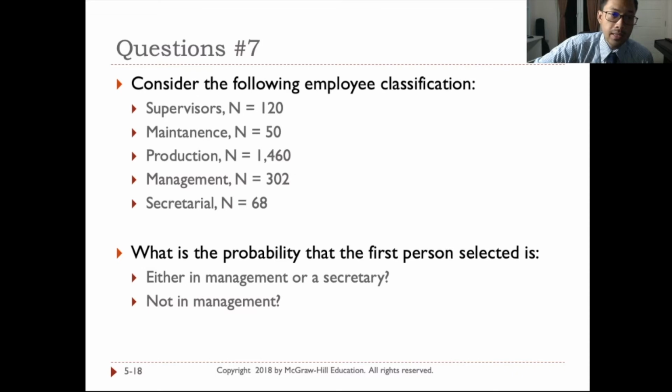In this particular case, the events are mutually exclusive because if you're a supervisor, you cannot be in other positions. Okay. So what is the probability that the first person selected is either in management or a secretary? Well, it's basically going to be the probability of being in management plus the probability of being in secretarial. And what about the probability of not in management? Well, the probability of not in management is just going to be 1 minus the probability of management. Okay, so that's how you would utilize the rule of complement.